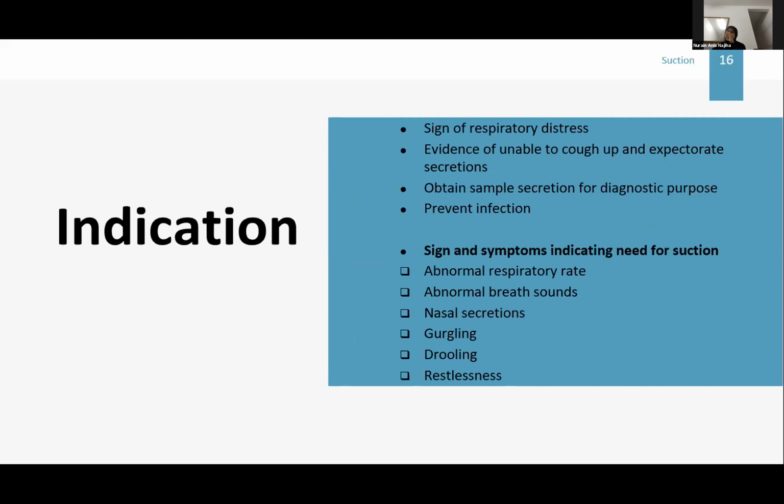These are the main functions. The main aim of this procedure is to maintain a patent airway so that the patient can breathe effectively on their own. When there is a sign of respiratory distress or evidence of inability to cough up, suction might be indicated in the patient. Suction can also be used to obtain a sample of secretion for diagnostic purposes, such as sputum, for any disease.